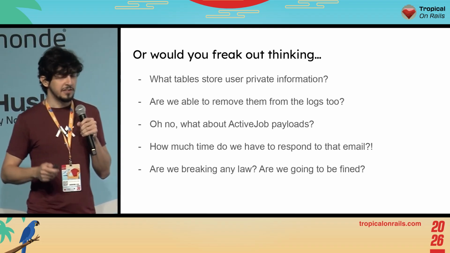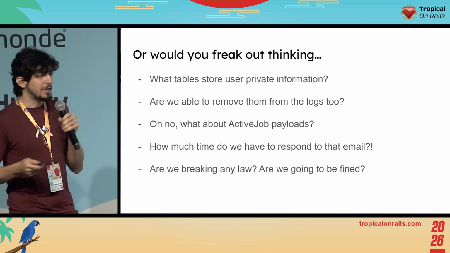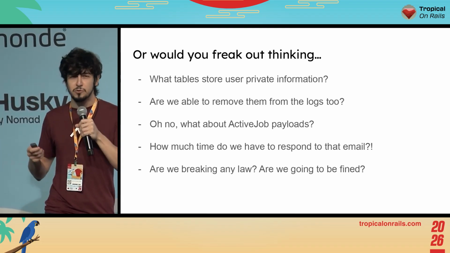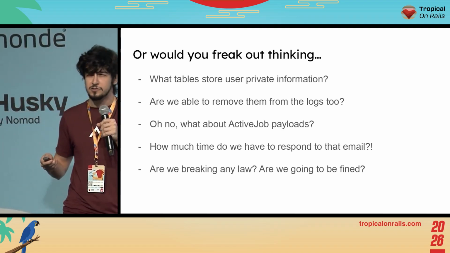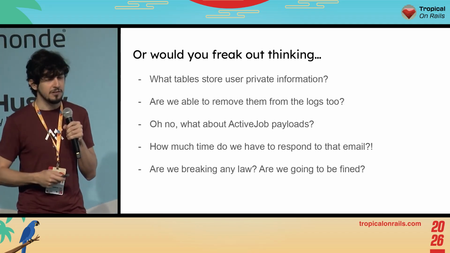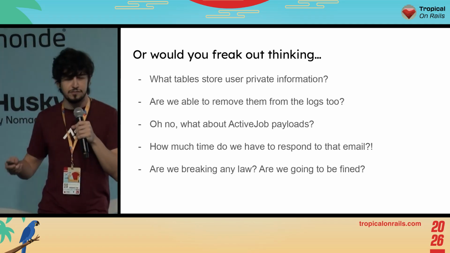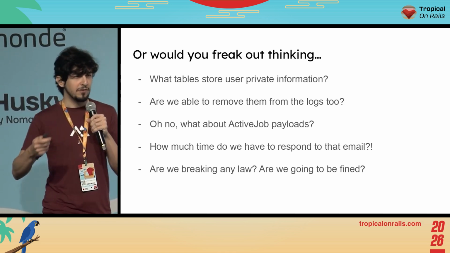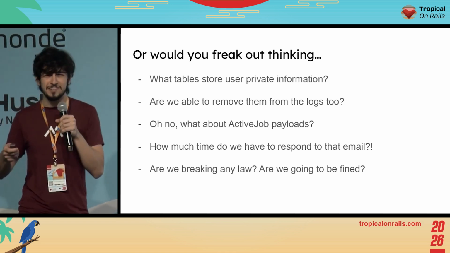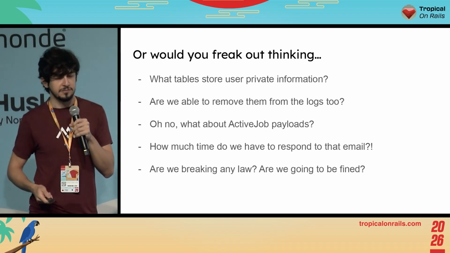Or would you freak out thinking: what tables store the user's private information? What tables do I need to fetch the data from and also delete the data? Are we able to remove them from the logs too? Do we have to delete it from the logs? Oh no, what about Active Job payloads? Some of them do have private user information. How can I even find whatever I need to delete?